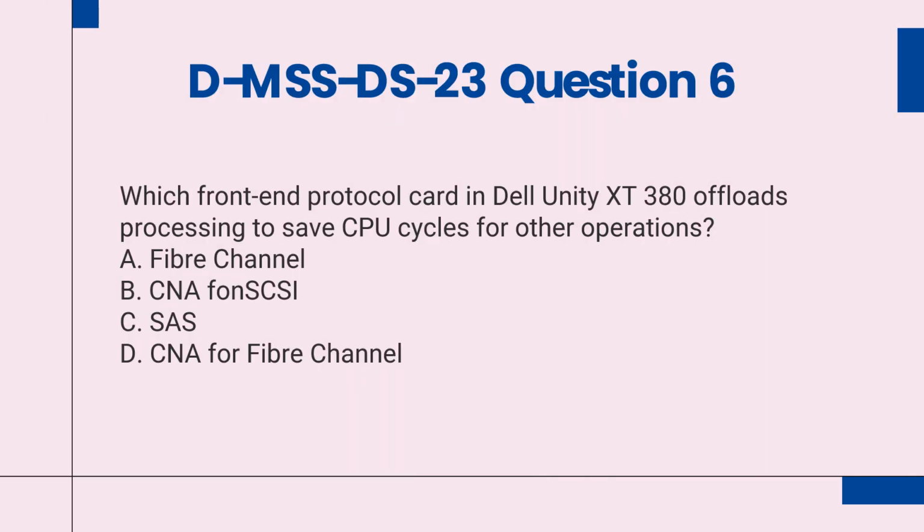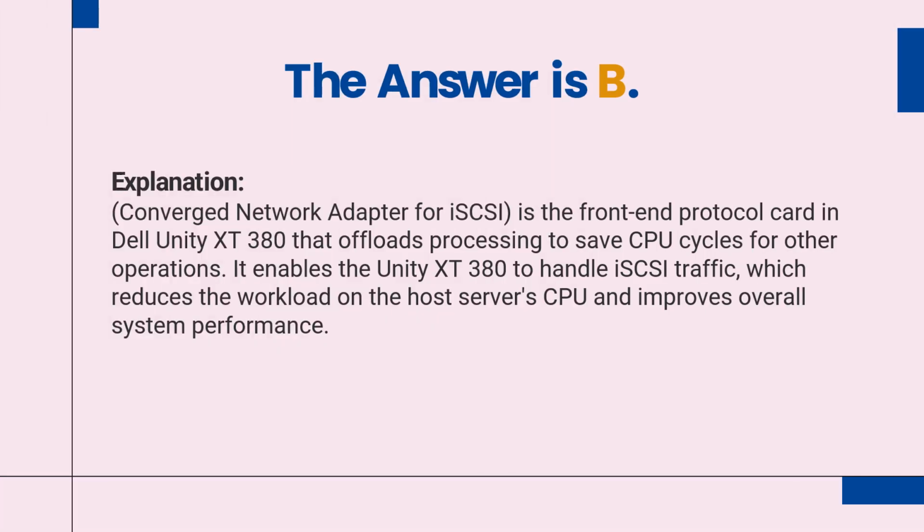Which front-end protocol card in Dell Unity XT380 offloads processing to save CPU cycles for other operations? A. Fibre Channel. B. CNA for iSCSI. C. SAS. D. CNA for Fibre Channel. The answer is B.